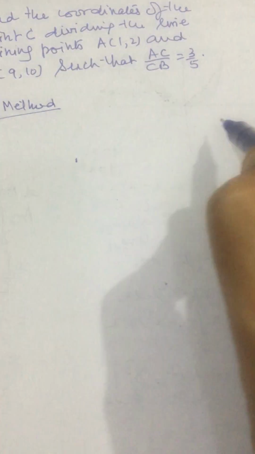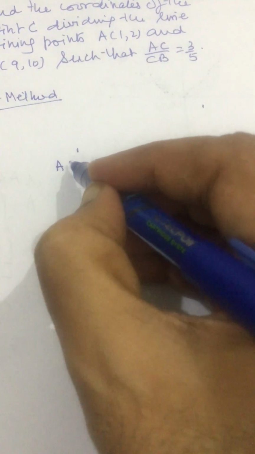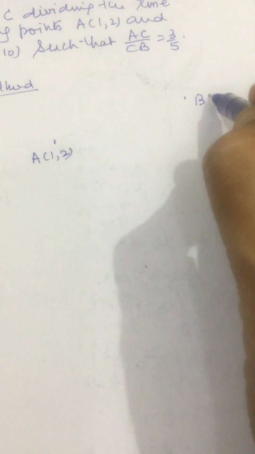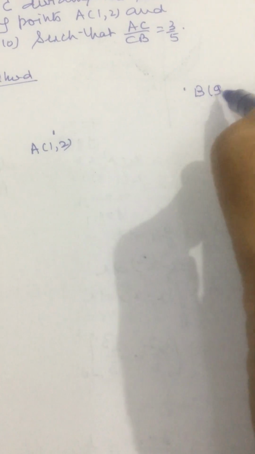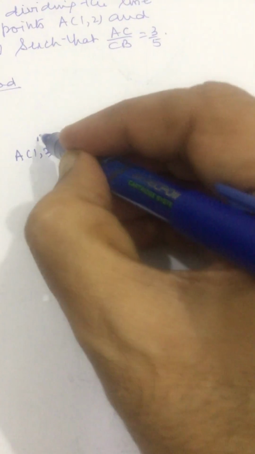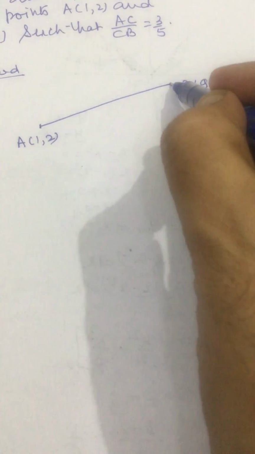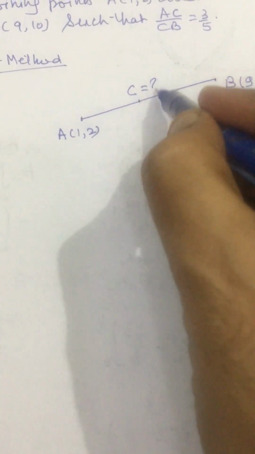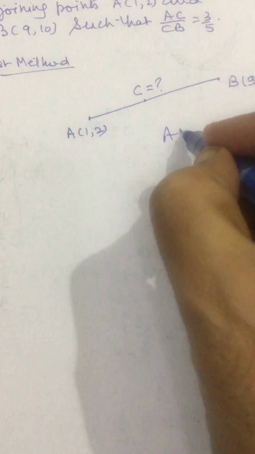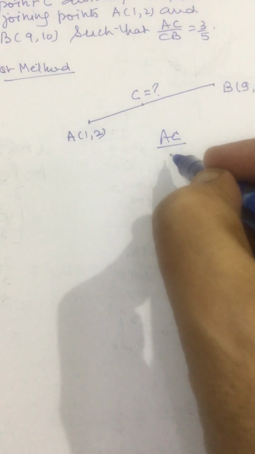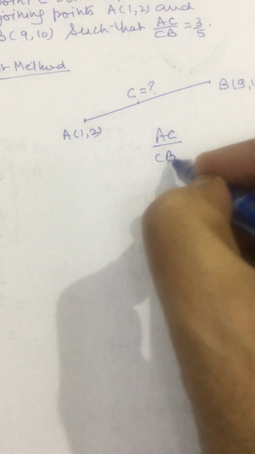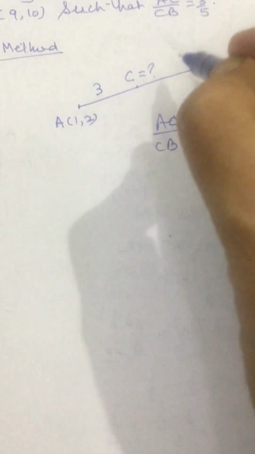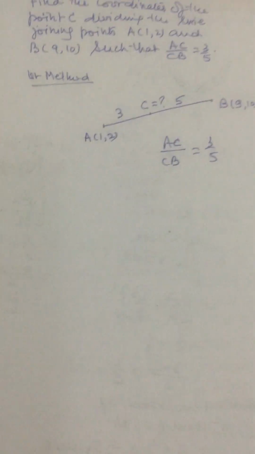Let us assume that this point is A and its coordinates are 1, 2, and this point is B and its coordinates are 9, 10. Now we have to find out coordinates of point C such that AC upon CB equal to 3 upon 5. This is 3, then this is 5. So we need to find the coordinates of the point C.